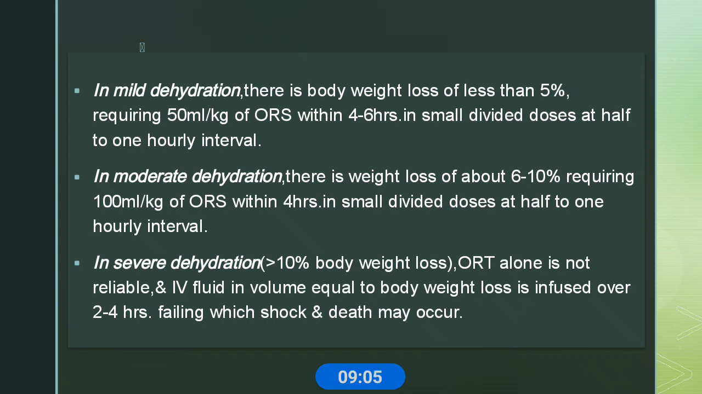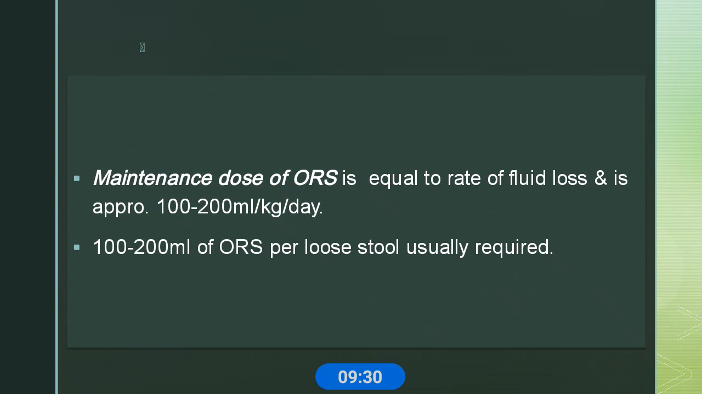In severe cases, ORT alone is not reliable. So IV fluid in a volume equal to the body weight loss is infused over 2 to 4 hours, failing which shock and death may occur. So in severe cases, ORT alone does not work; we additionally administer IV fluid. The maintenance dose of ORS is equal to the rate of fluid loss and is approximately 100 to 200 ml per kilogram per day. So 100 to 200 ml of ORS per loose stool is usually required.